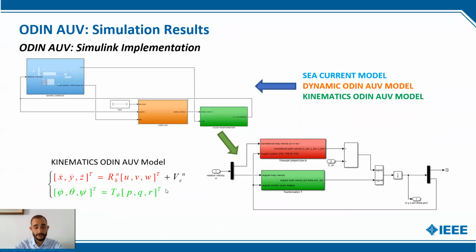This slide shows the Simulink implementation of the ODIN AUV. And as you can see in the figure, the blue block is the sea current model. The orange block represents the dynamic ODIN AUV model. The green one instead is the kinematic part. And here there is a zoom of the kinematic part in which we also implemented the sea current model.